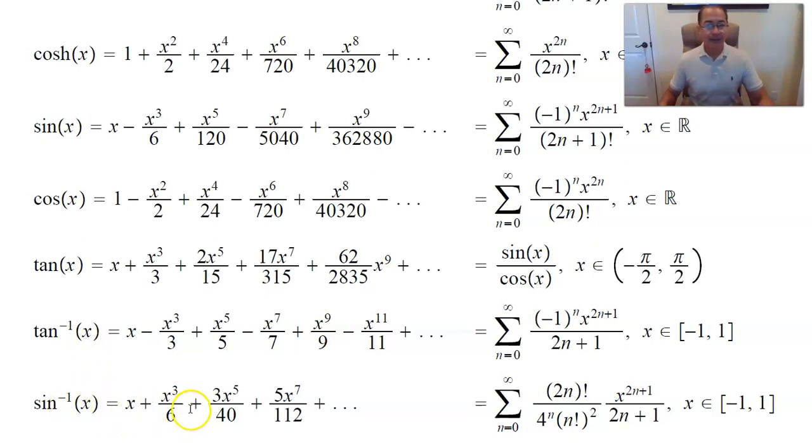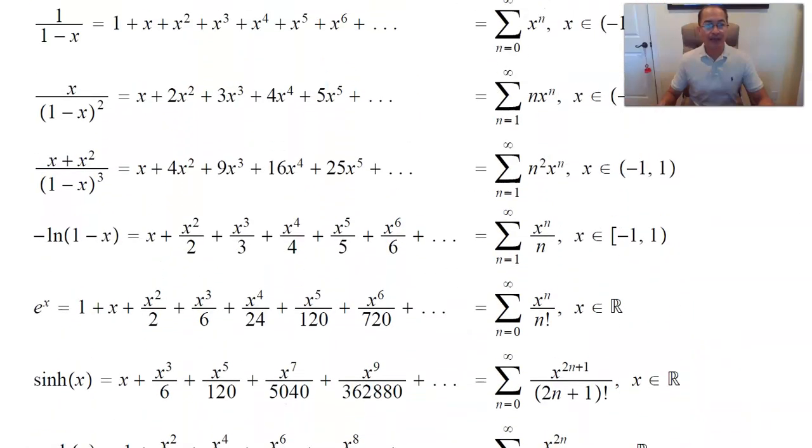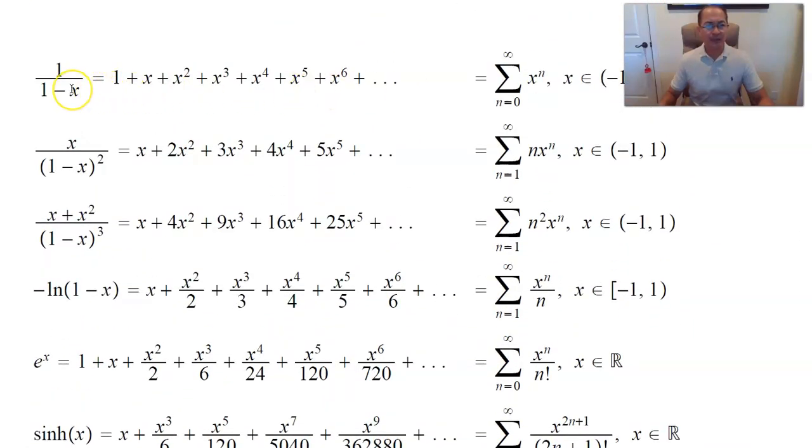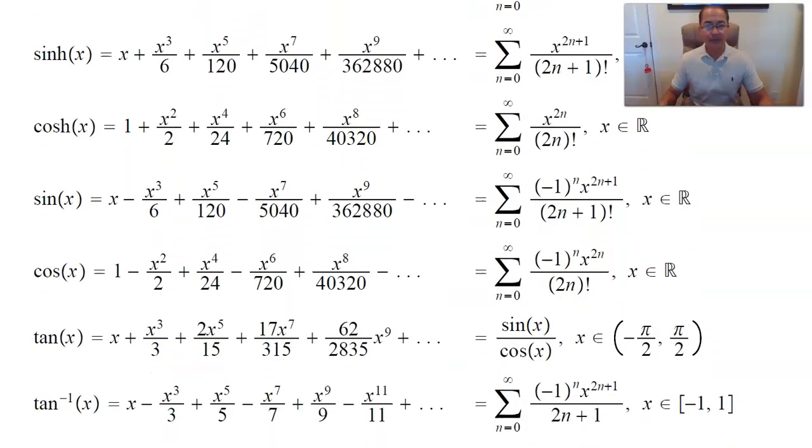Arcsine is a little bit involved. It comes from what's called the binomial series. So instead of 1 over 1 minus x, we have 1 plus x to the power k. So here we have like 1 minus x to the power minus 1. The binomial series starts with the function 1 plus x to the power k, and then we take derivatives.